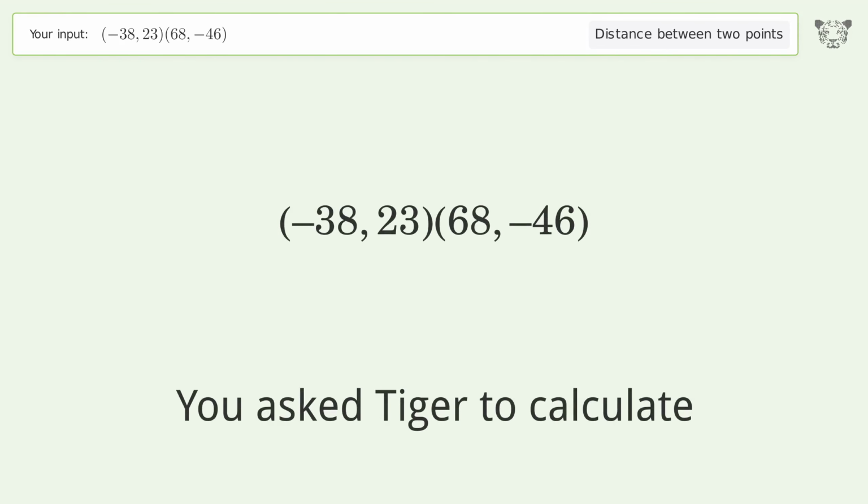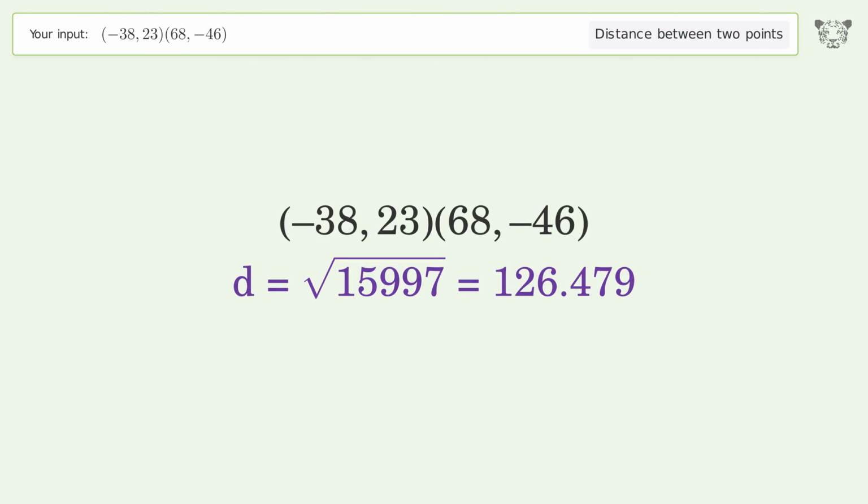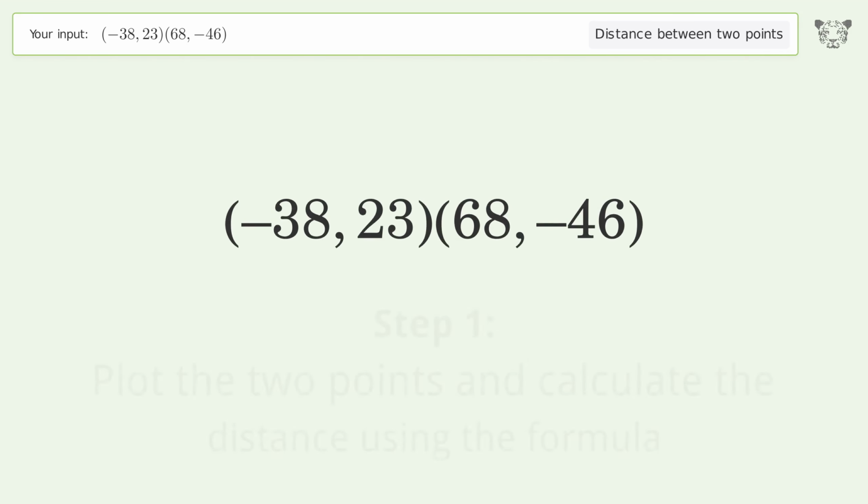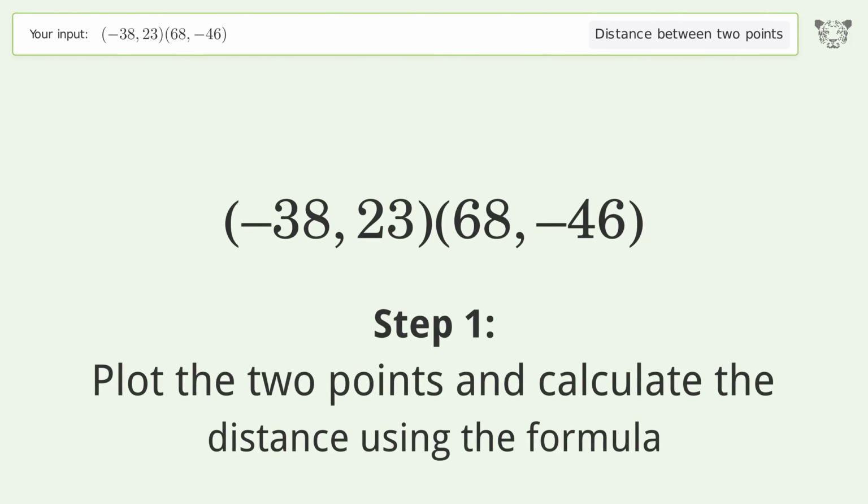You ask Tiger to calculate. This deals with the distance between 2 points. The distance between the 2 points is the square root of 15,997, or 126.479. Let's solve it step by step. Plot the 2 points and calculate the distance using the formula.